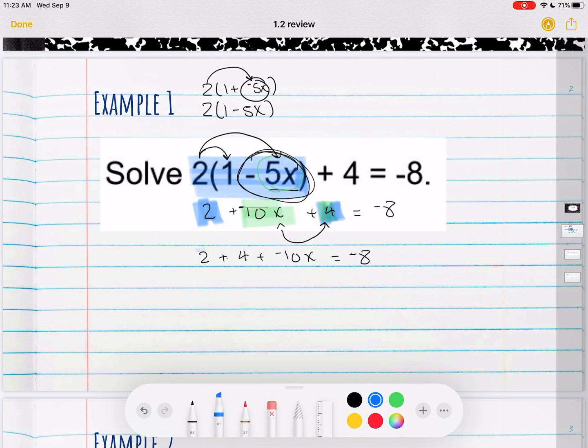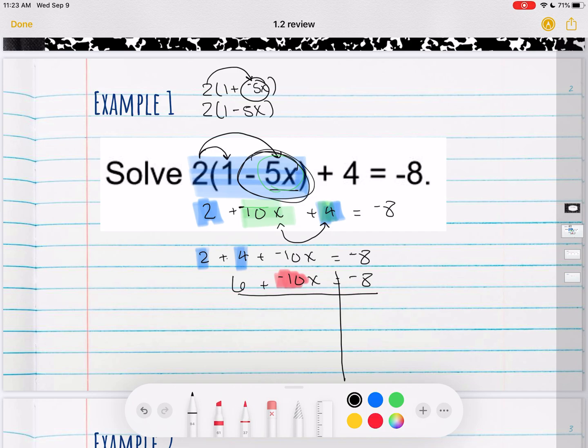And then I can combine those like terms. 2 plus 4 is 6, plus that negative 10x, equals negative 8. Now it's time to solve this equation. First of all, who is my best friend for x? My best friend is going to be 10. He's going to stay with x the longest, they're the closest.